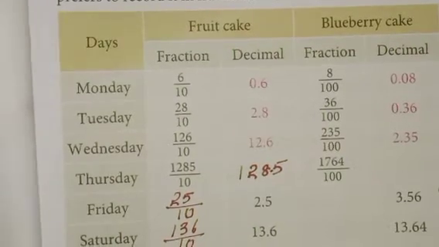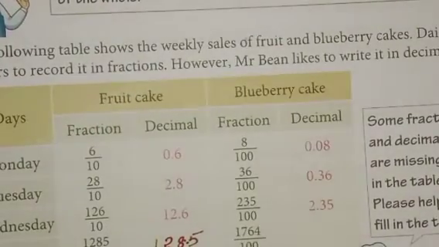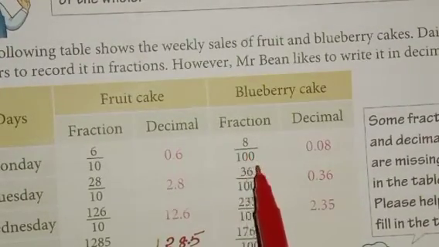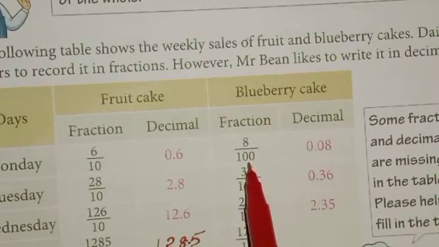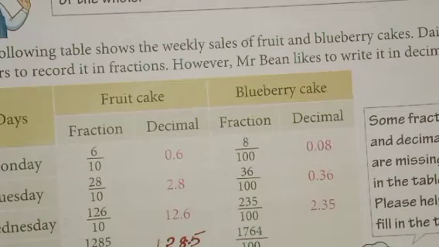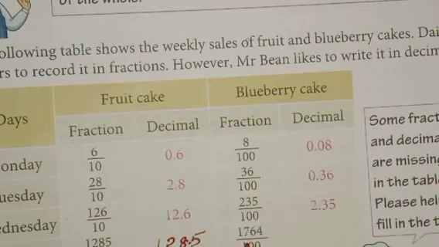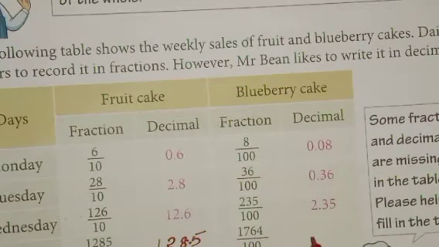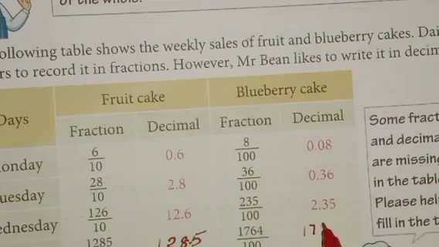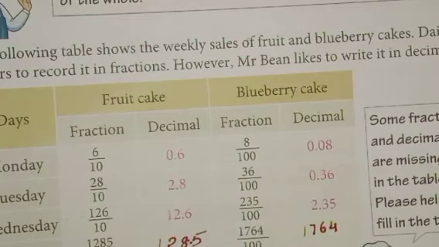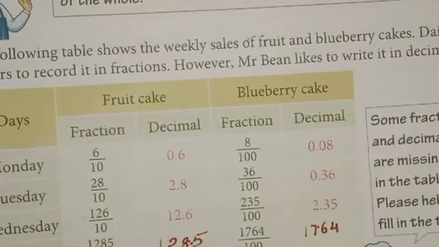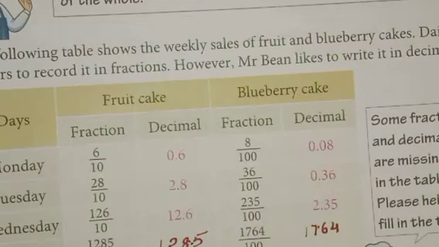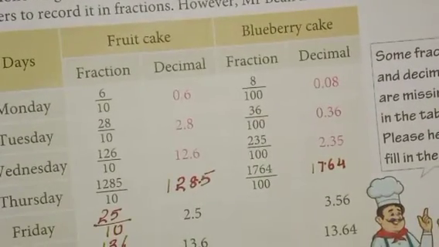Next one, how to convert into hundreds? So here 8 by 100. I told you, if it is 2 zeros, after the point 2 numbers will be there. That is 100. So here 0.08. Here also the same way, 1764 by 100. How will you convert into decimal? First you write 1764. 100 has 2 zeros, so after the decimal point, 2 numbers will be there. So 17.64.